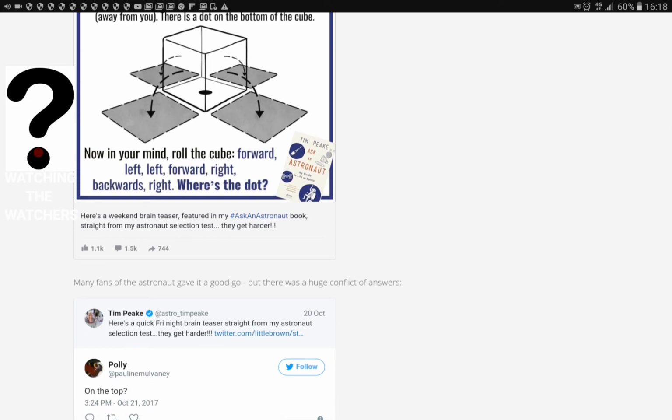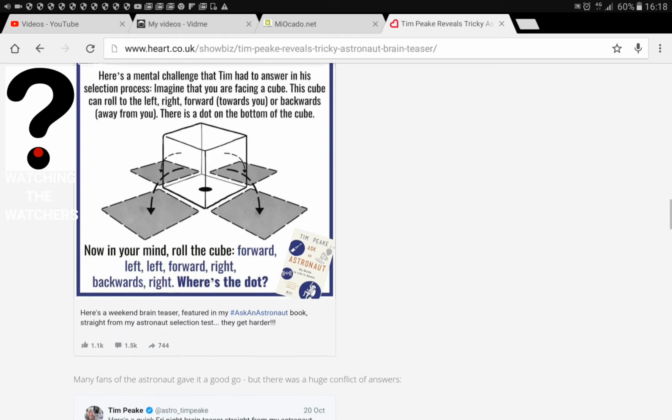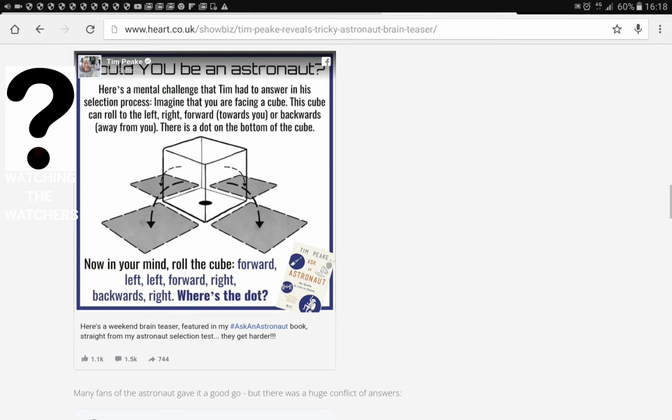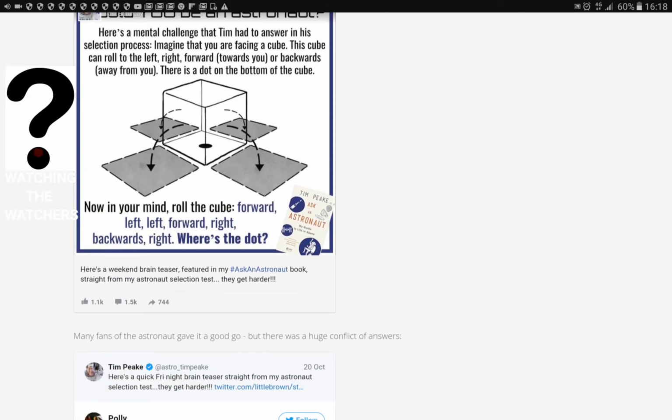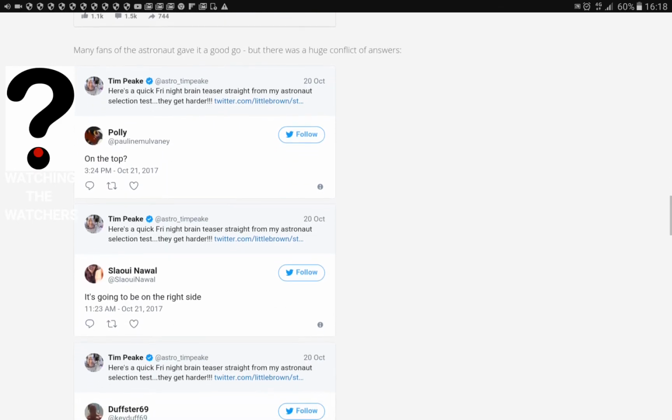Here's a wicked brain teaser featured in my Ask an Astronaut book, straight from my astronaut selection test. They get harder. Like, how did you drown in your own helmet? Is that in there? And why did the Soyuz use a physical connection to close the hatches on the windows? Well, they could have just used magnets. Interesting, right? I'm bored now.